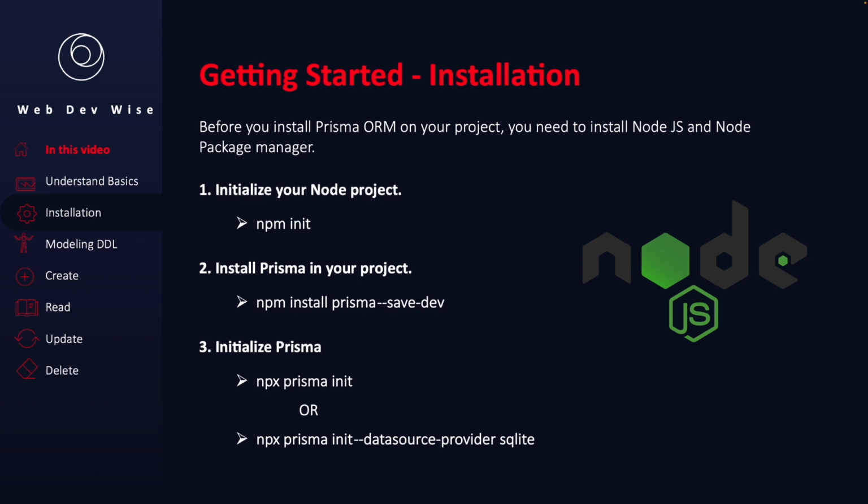Now the second part is, once you have installed Node.js, you have to initialize the Node project by placing the command npm init. Then you install Prisma as a dev dependency with the command npm install prisma --save-dev. And then you initialize Prisma with the command npx prisma init. At the end, you can see I have mentioned one more command, npx prisma init --datasource-provider sqlite. You can choose the data source provider at the time of initializing Prisma, or you can override it later on.